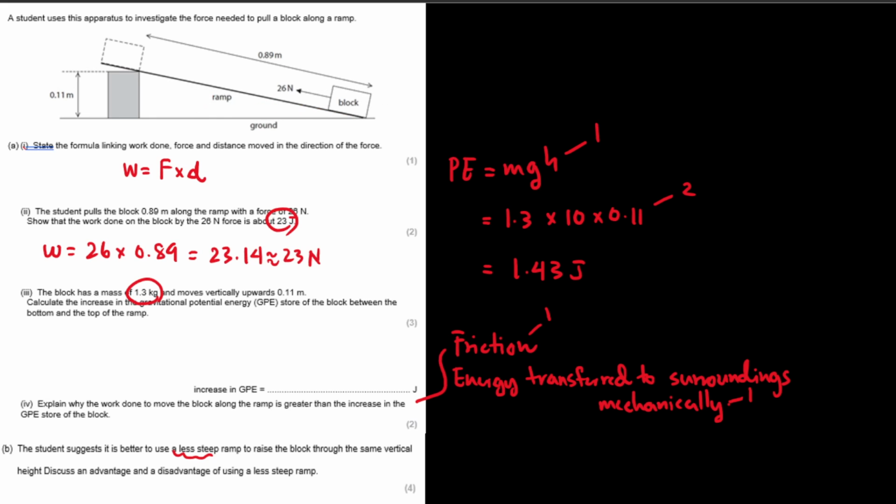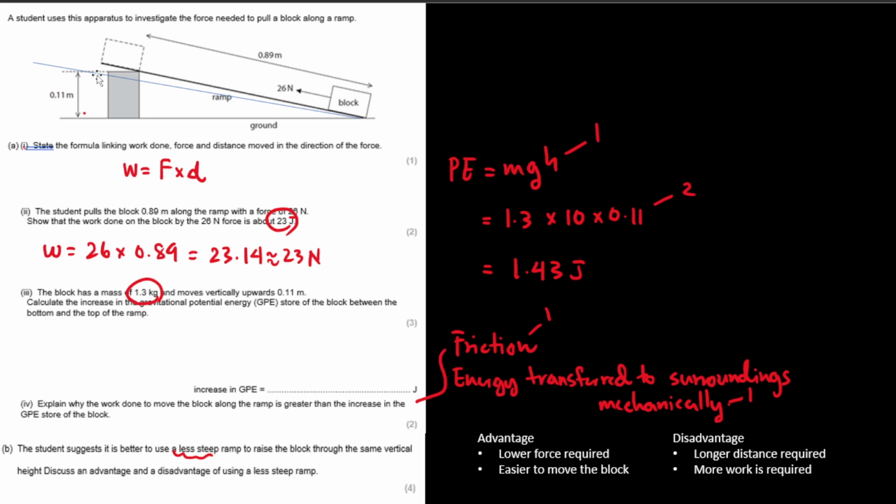So if I draw a less steep ramp, let me draw it here. To get to the same height, I need a longer ramp. Let's see what the advantage is first. The advantage is that we only require a lower force, because we can spend some more time. So we only need a lower force and it's easier to move the block. But the disadvantage is that a longer ramp is required, meaning that you have to put in more work.